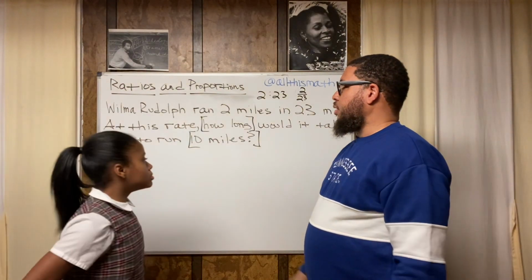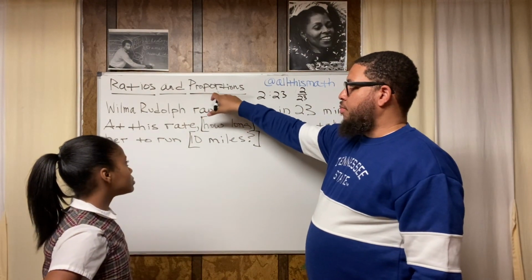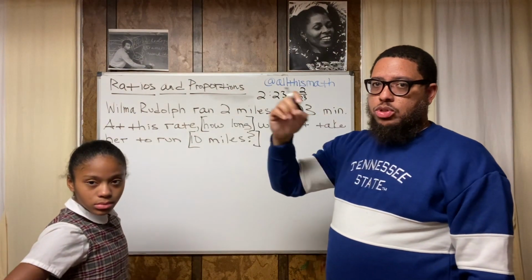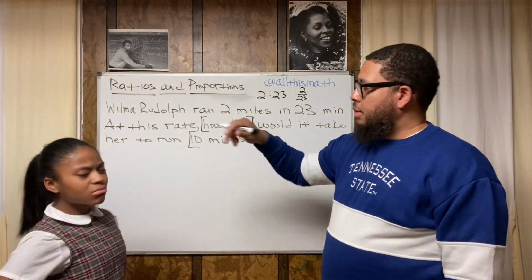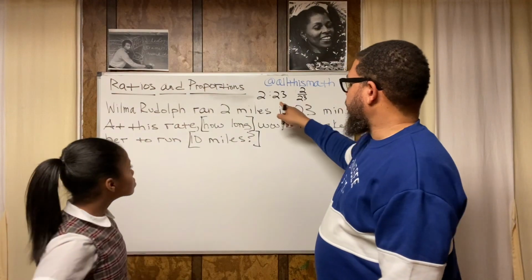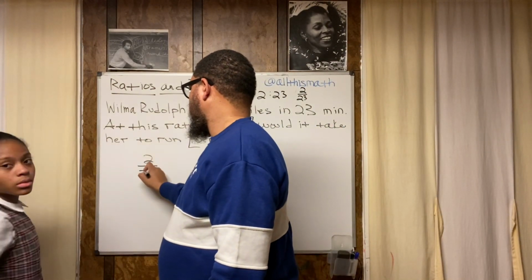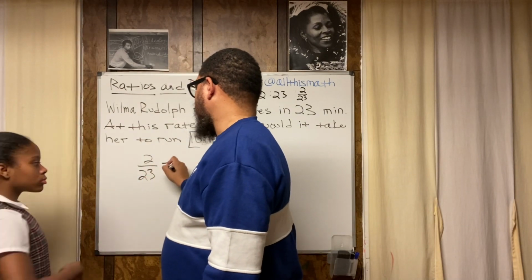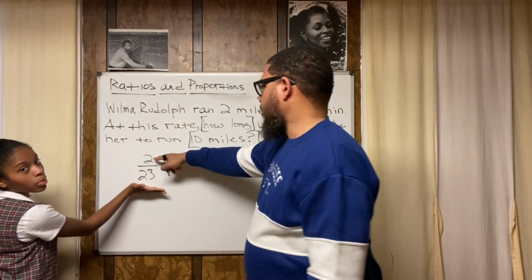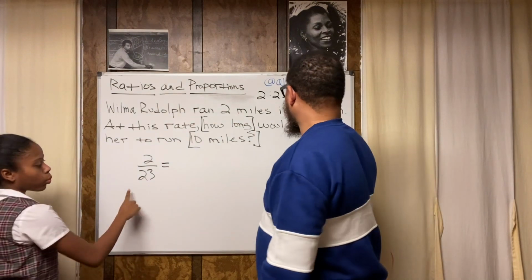Now this is how you set up the proportion. A proportion is when you have a ratio equal to another ratio, and you write it down like that. That's what a proportion is. So the first ratio is 2 over 23, and then you put an equal sign. That's 2 miles in 23 minutes.